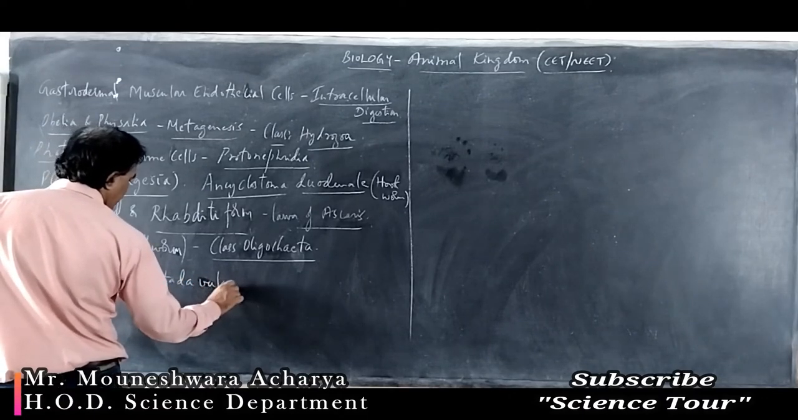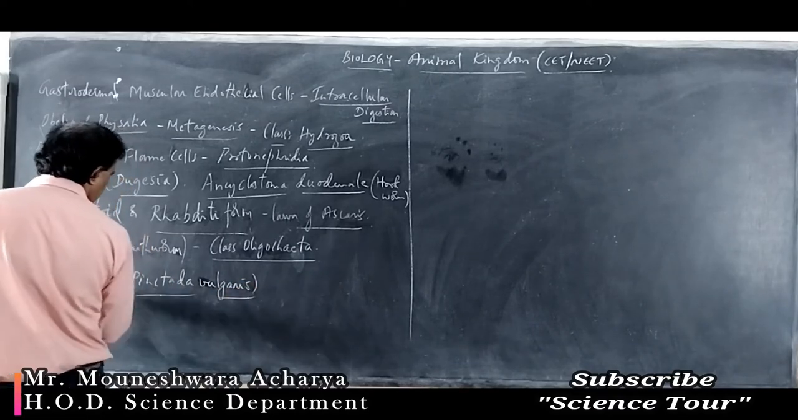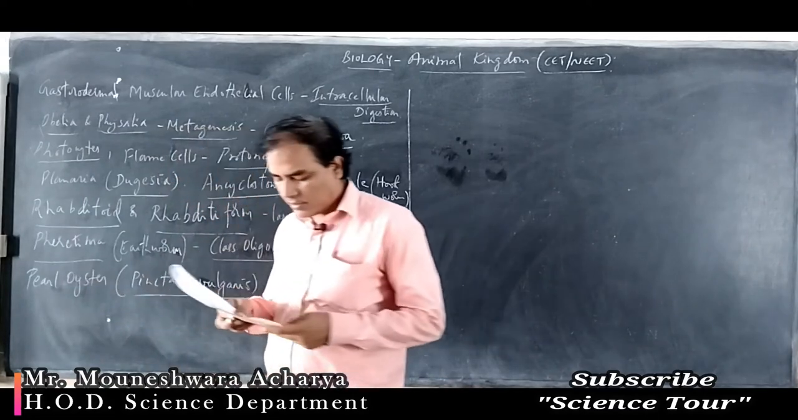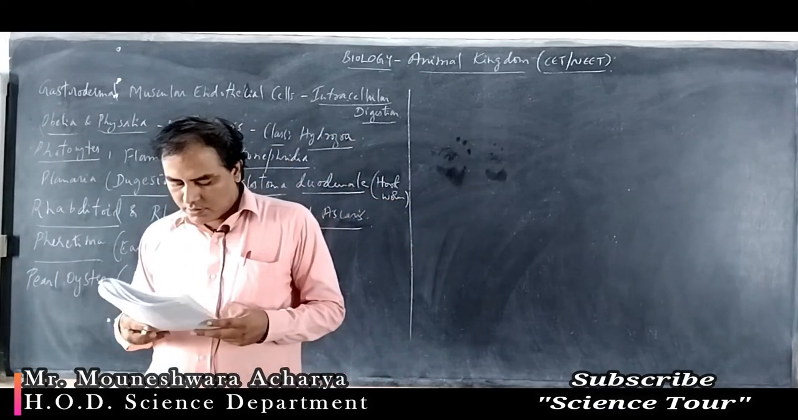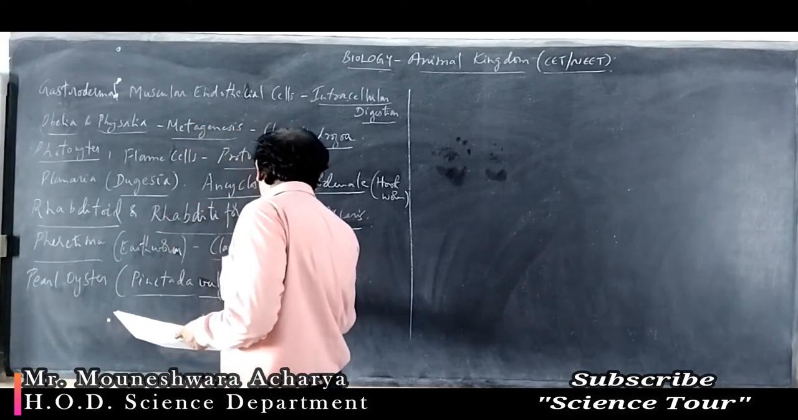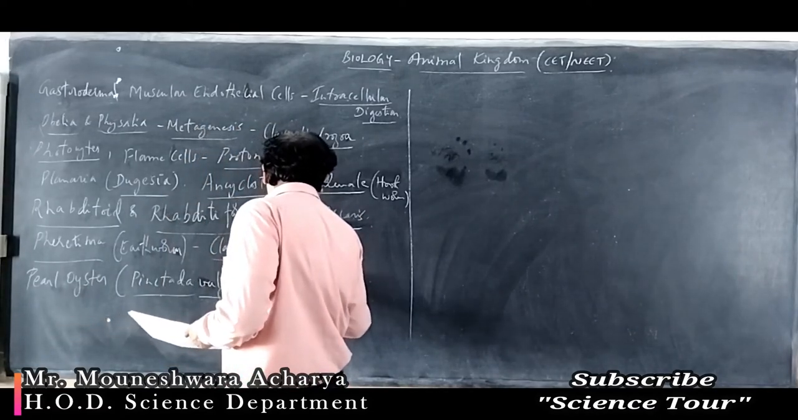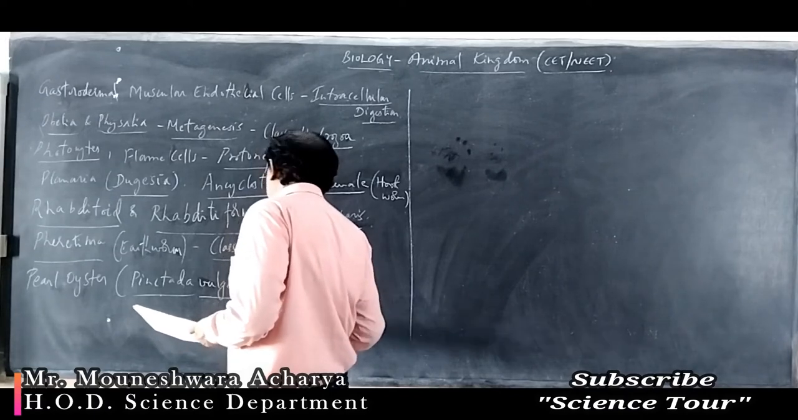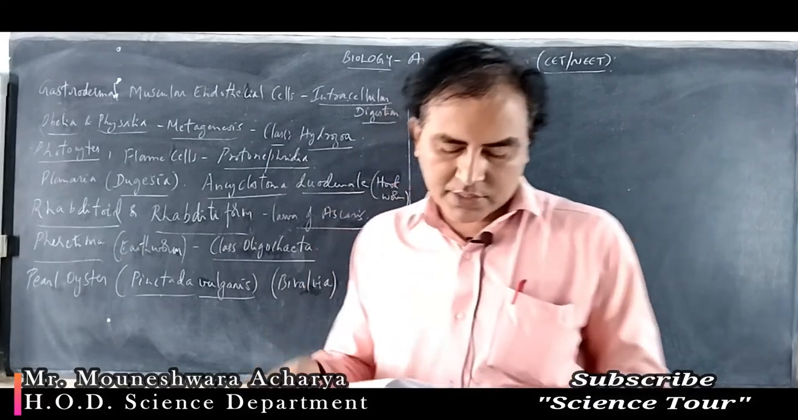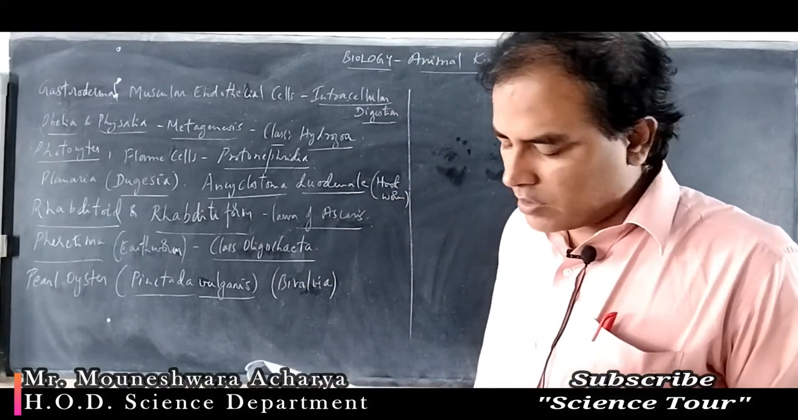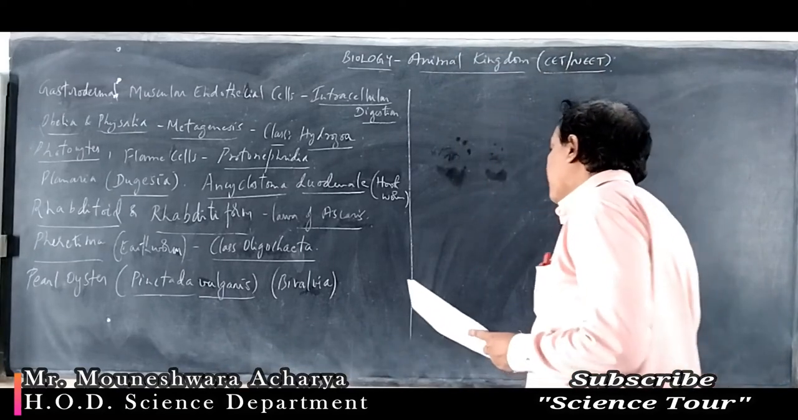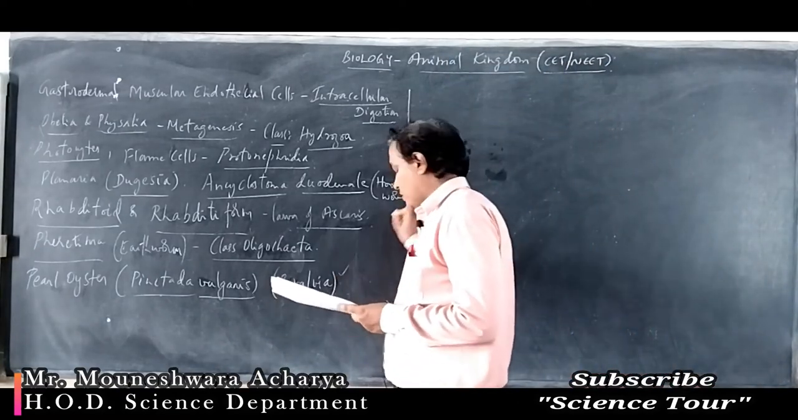Pintada vulgaris, from which you will get the pearl. It is a type of bivalvia. Bivalvia means having 2 shells. It belongs to phylum Mollusca, and this animal is very famous for pearl formation.